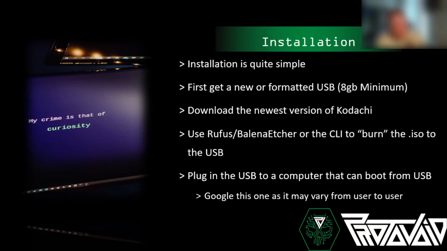So download the newest version. They say to use Rufus. I've actually had some bad luck with Rufus, just not accepting or finding my USB drives that have been brand new out of the box. So I choose to use Balena Etcher. If you're on a Linux machine, you can also use the CLI to burn it straight to the ISO. Again, just like Tails, throw it into a computer, boot to USB, and you're there.